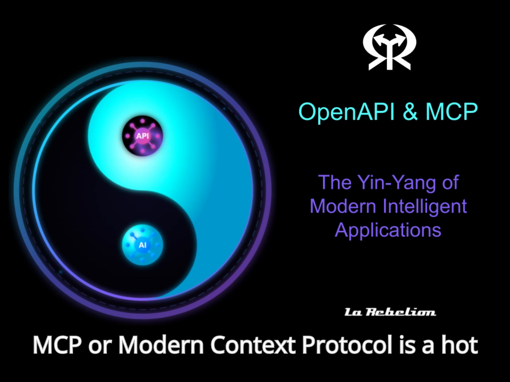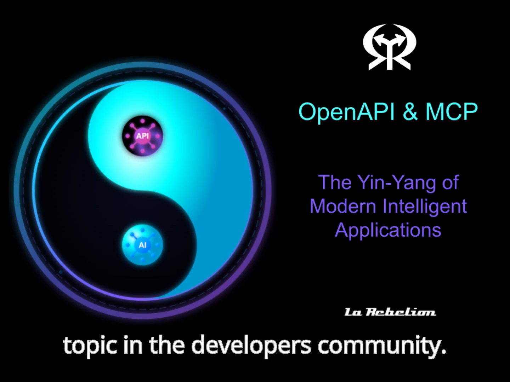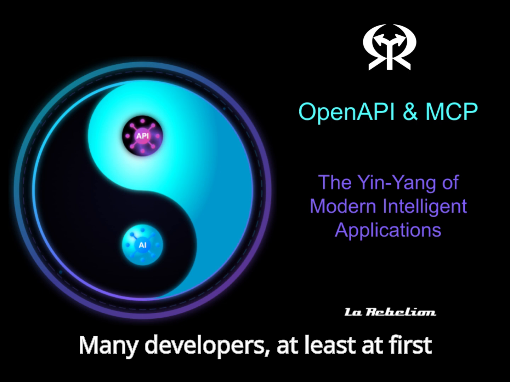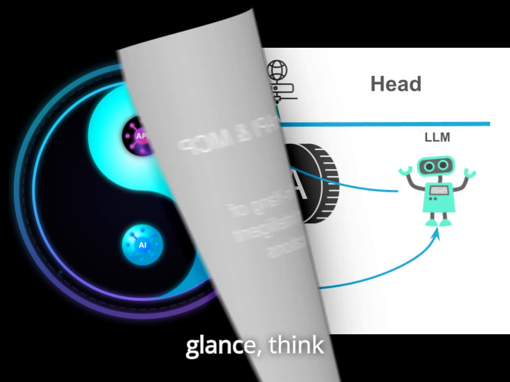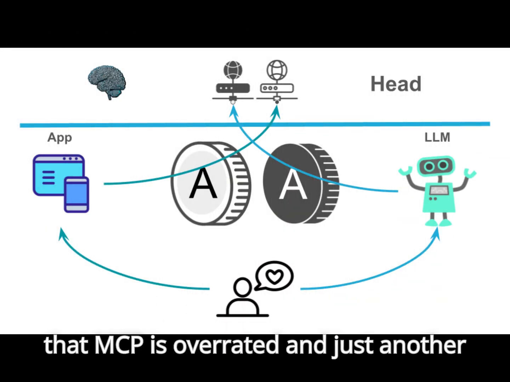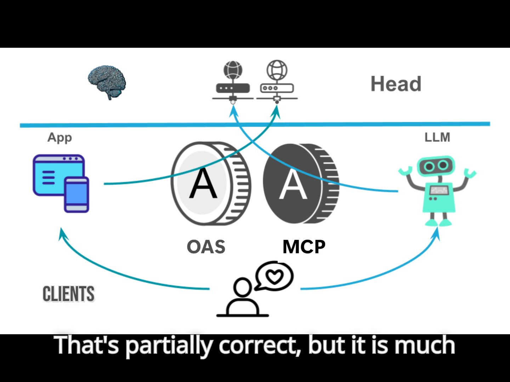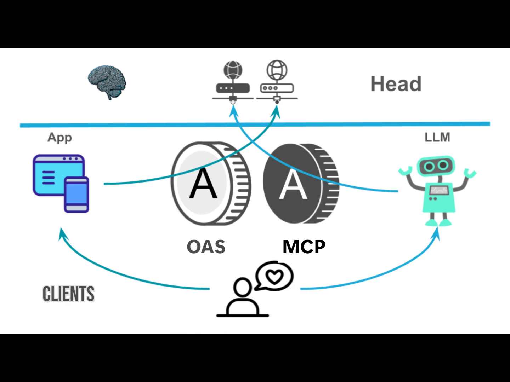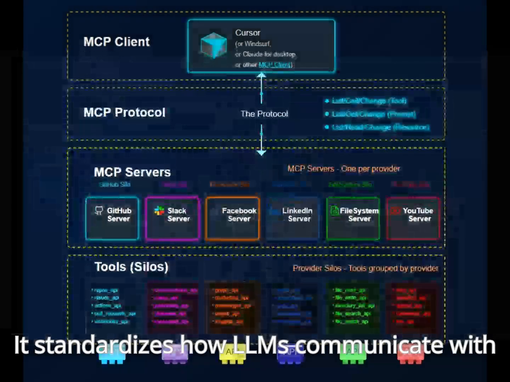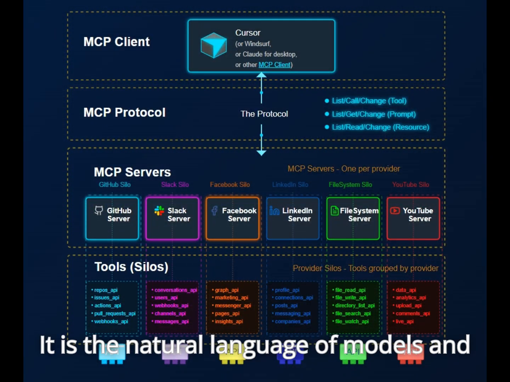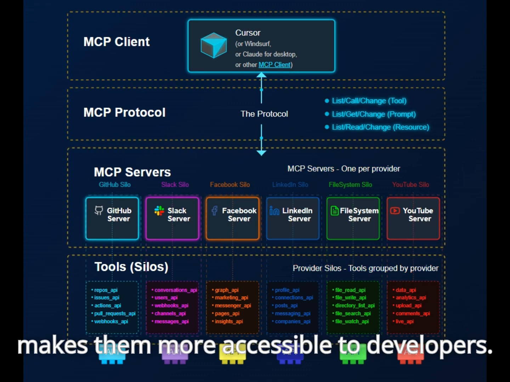MCP, or Model Context Protocol, is a hot topic in the developers community. Many developers, at least at first glance, think that MCP is overrated and just another way to refer to APIs. That's partially correct, but it is much more than that. It standardizes how LLMs communicate with applications. It is the natural language of models and makes them more accessible to developers.